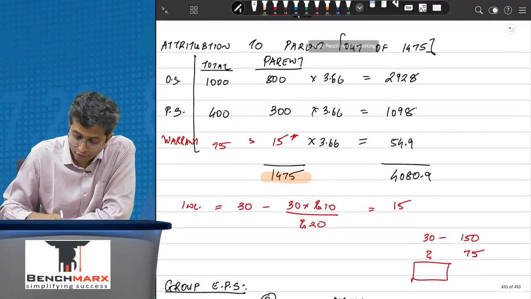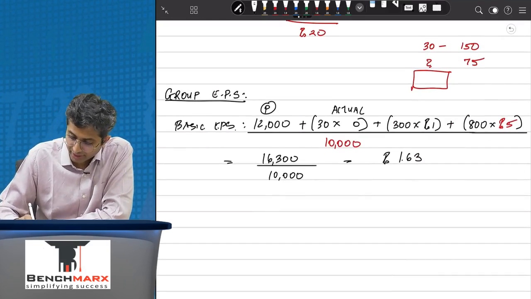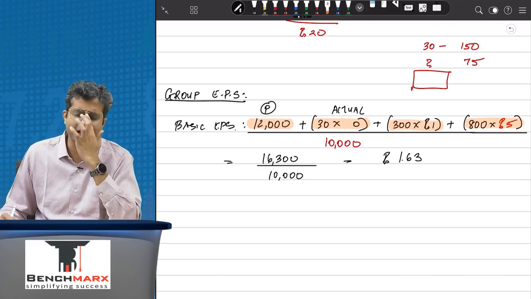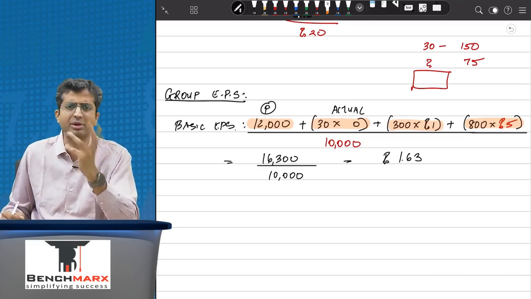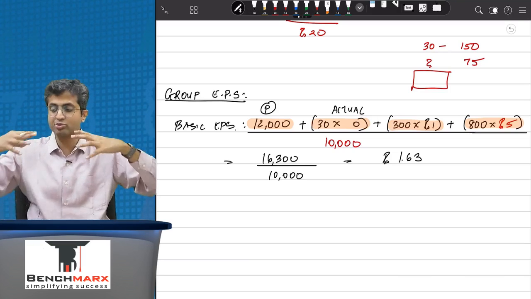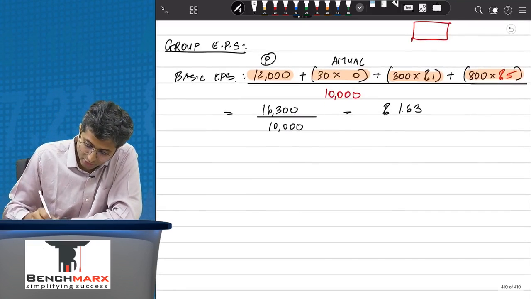Perfect. If I were to calculate the parent's standalone EPS, yes, 12,000 was there plus 0 plus 300 plus here 800 into 0 will come, because you have not received any dividend from the subsidiary. Had you received dividend, actual dividend, then in my standalone books that appears as dividend income, I would have taken it. I'm doing consolidated EPS, and because I'm doing consolidated EPS, I'm joining parent and subsidiary together. This is your basic EPS.